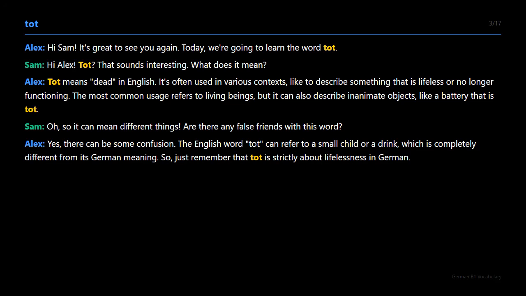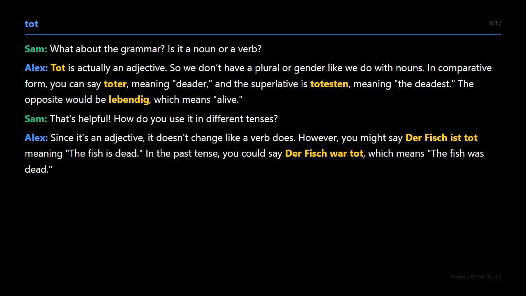What about the grammar? Is it a noun or a verb? Tod is actually an adjective. So we don't have a plural or gender like we do with nouns. In comparative form, you can say toter, meaning deader, and the superlative is totesten, meaning the deadest. The opposite would be lebendig, which means alive. That's helpful.